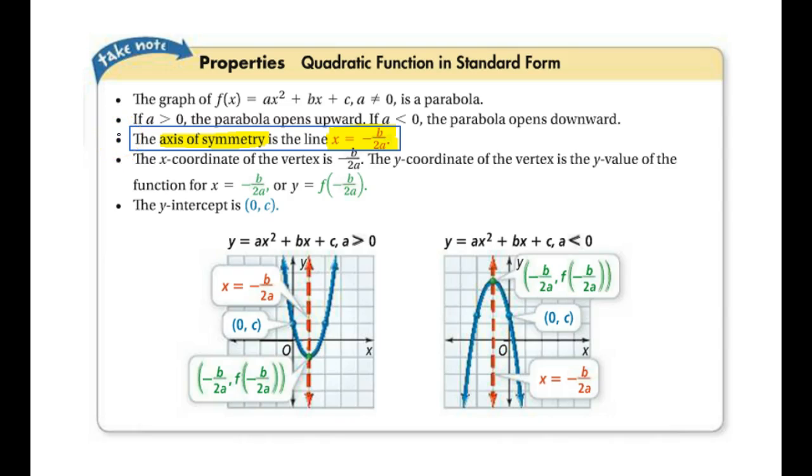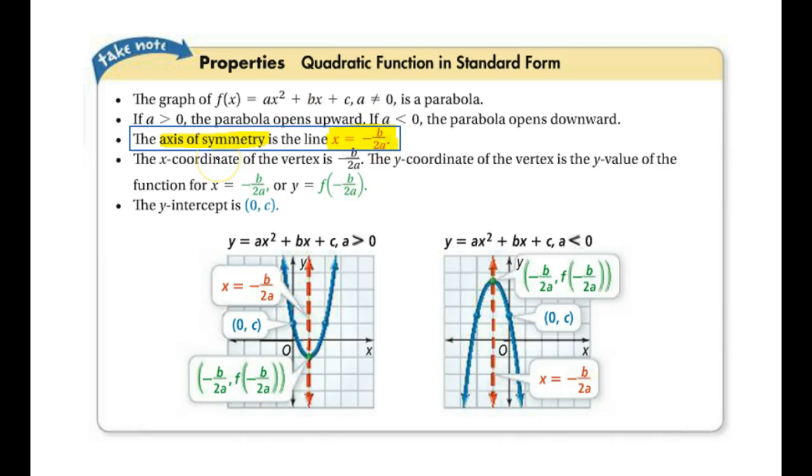The axis of symmetry is the line x equals -b over 2a. So once you're given a quadratic, you need to identify what the a, b, and c values are. And then basically you just take the a and b values and plug them in for this equation, x equals -b over 2a, and you'll get the equation of the axis of symmetry.